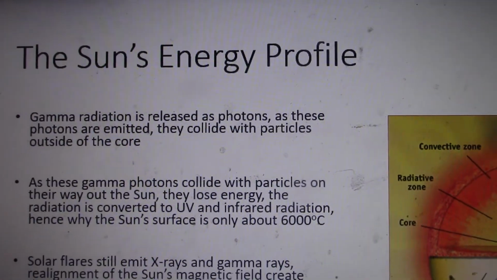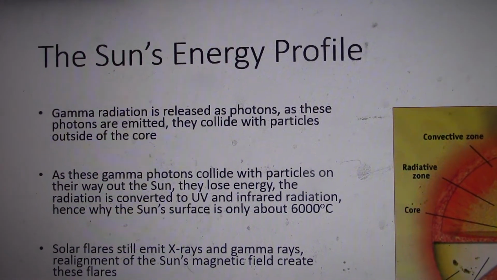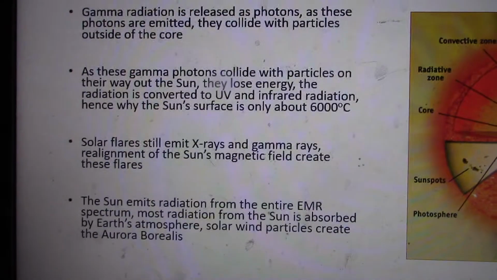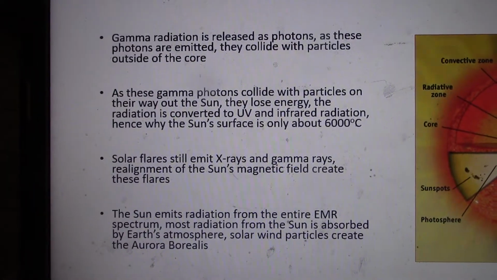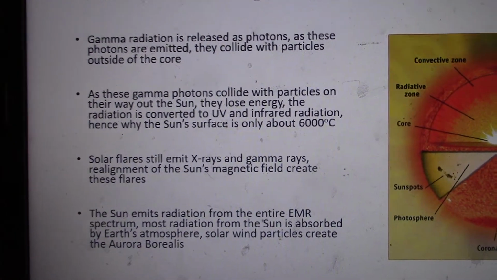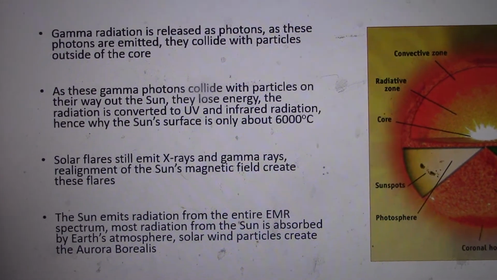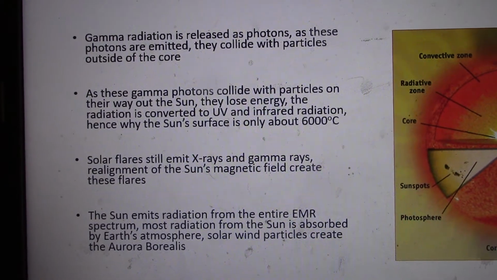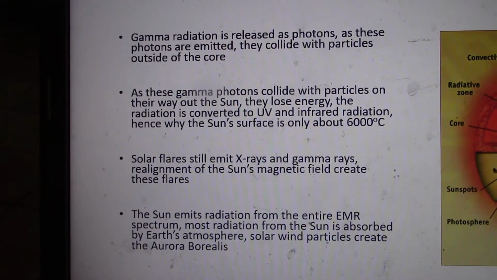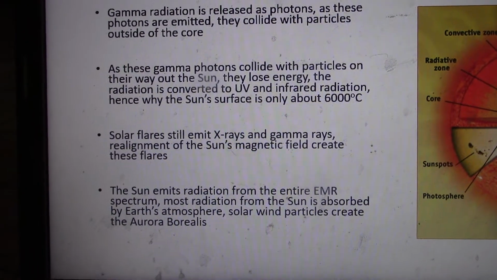So gamma radiation is released as photons. And as they leave the core, they collide with particles outside of it. The sun is mostly hydrogen and helium. As these gamma photons collide with particles on their way out, they lose energy, and the radiation gets converted to lower energy EMR, mostly UV and infrared. So the sun's surface is only about 6,000 degrees Celsius because of that. So the core is really hot. I mean, 6,000 degrees Celsius is still extremely hot, but orders of magnitude smaller than the temperature of the core.